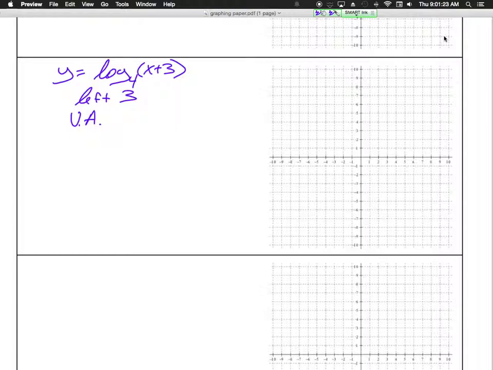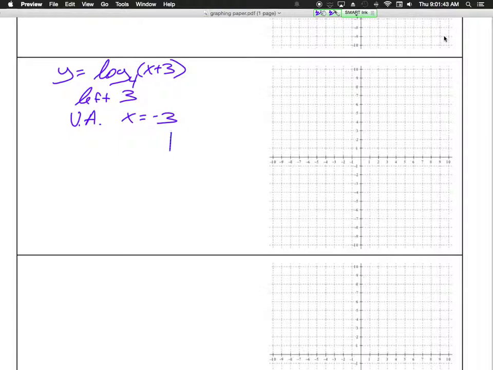x equals negative 3. Remember on the log, the left or right shift is what changes your vertical asymptote. So since I went left 3, that means my new vertical asymptote is at negative 3.